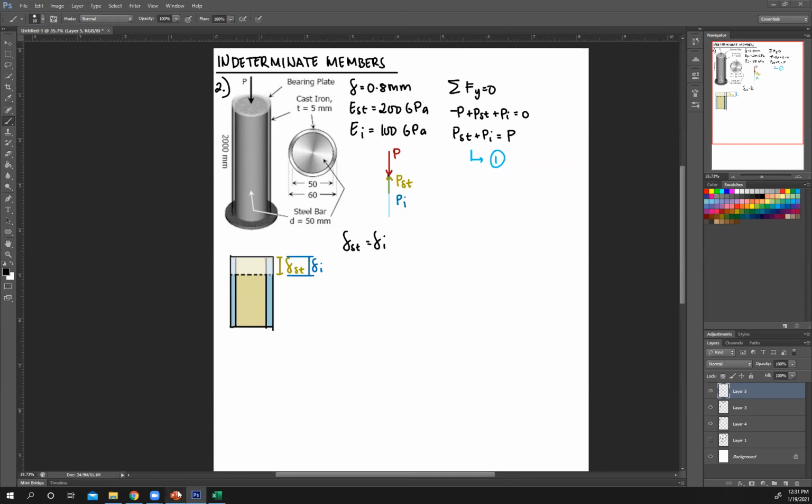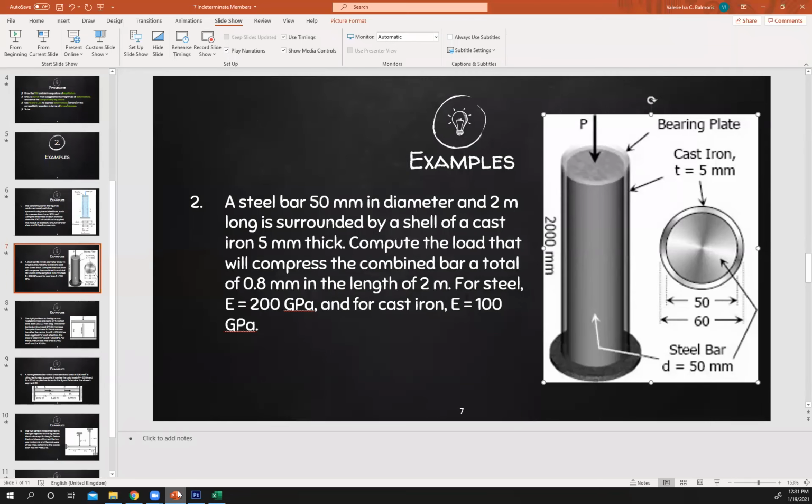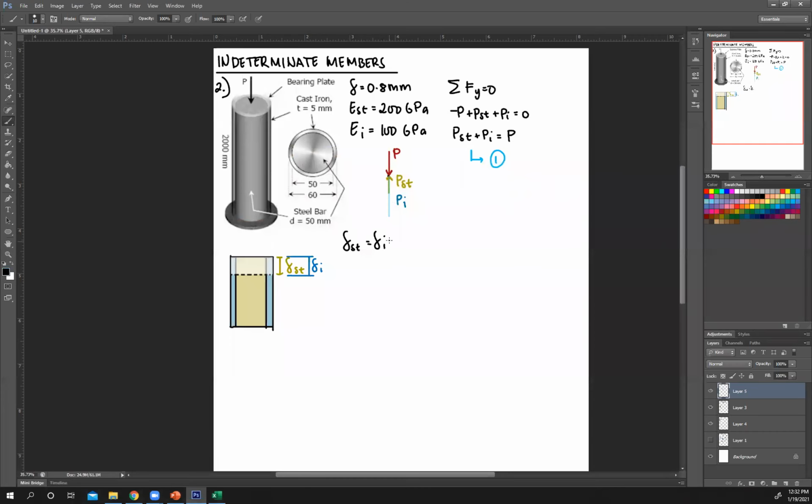And we have a condition here. It's going to compress by a length of 0.8 millimeters. So this is equal to 0.8 millimeters. Okay, so that's your equation. Now, just sub in your values. We're looking for P. So use the equation for deformation as PL over AE. So PL over AE of steel equals PL over AE of your iron, also equal to 0.8.